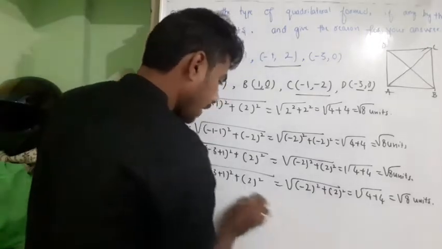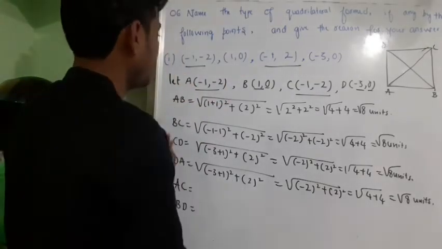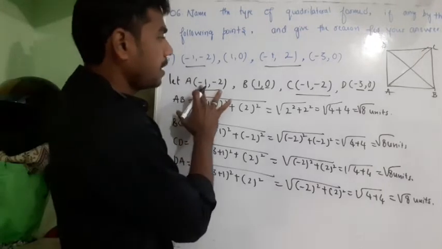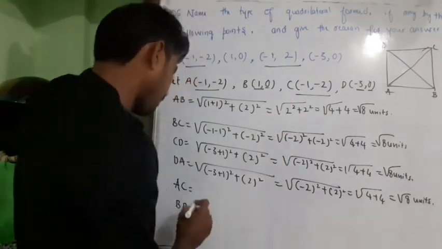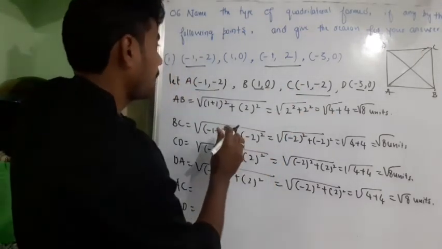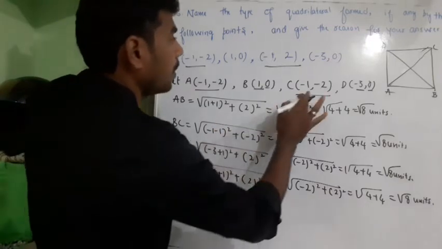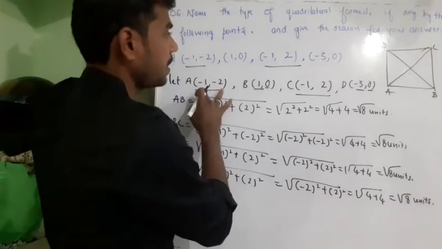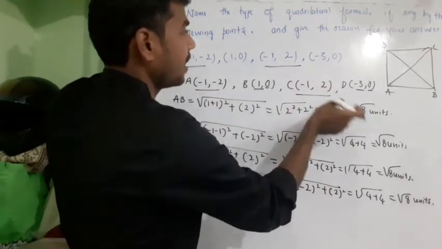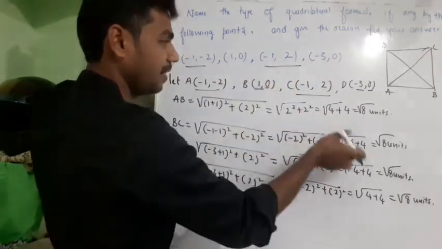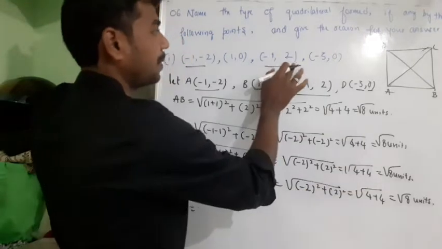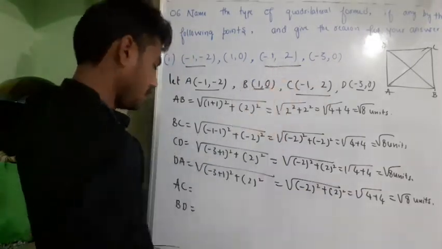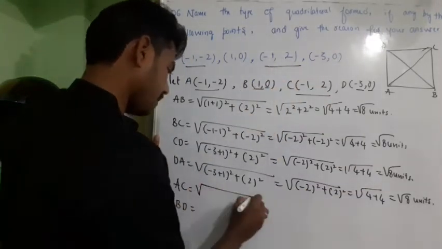So we will solve it again. So where is AC? Minus 1, minus 2, minus 1, minus 2. This is plus 2. Minus 1, minus 2, minus 1, plus 2. So earlier we considered these 2 points and we got correct answers. So here minus 1, plus 2. So we'll do it.